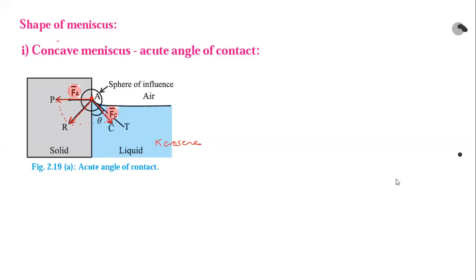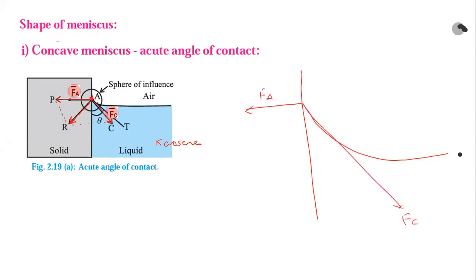Okay. Now after that, the resultant lies inside the liquid, inside the solid. This was molecule A, and there are many such molecules here. If you see, this is the solid surface and this is the curved surface. On molecule B, this is the adhesive force and this is the cohesive force. Okay. The resultant is in this direction. For this molecule also the resultant force is in this direction, and for this molecule also. So the resultant force lies inside the solid.